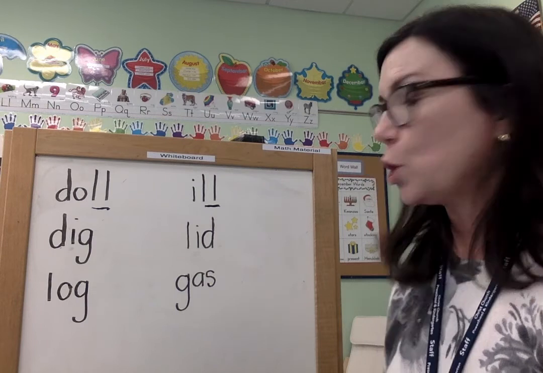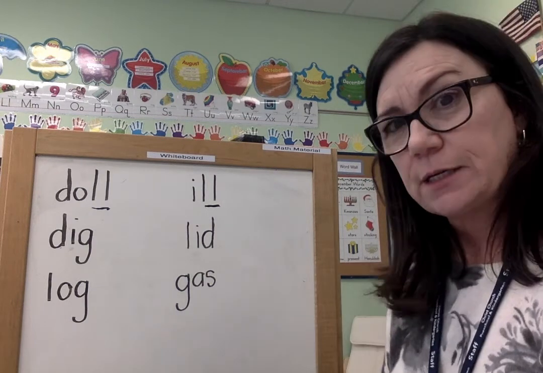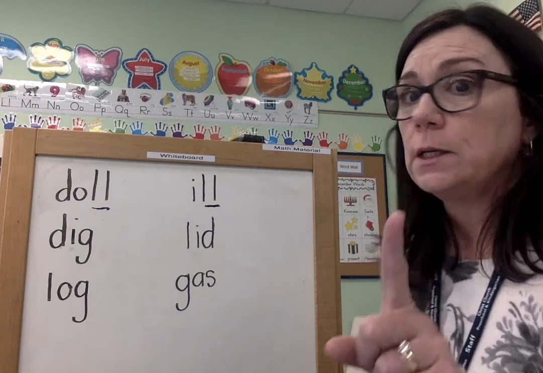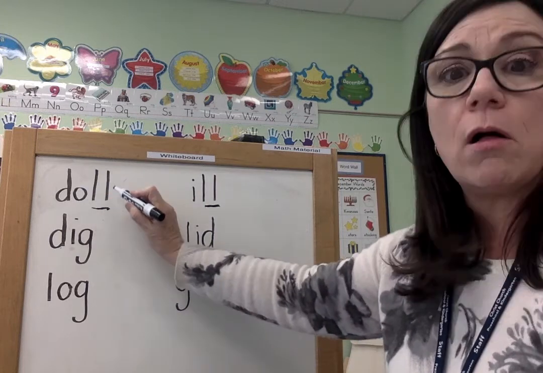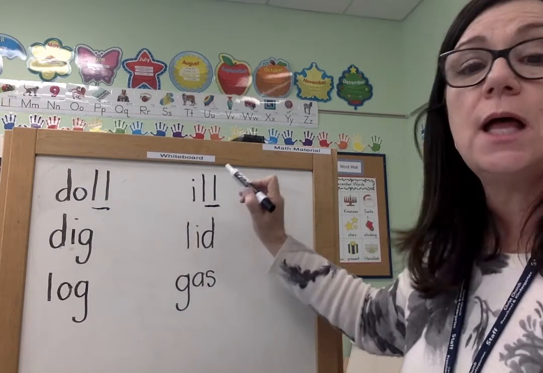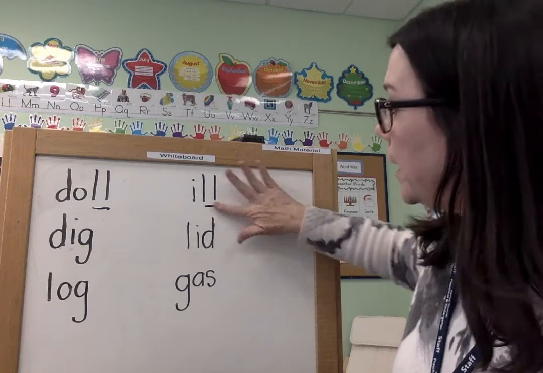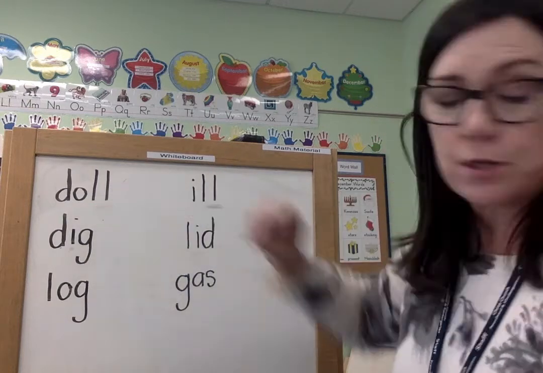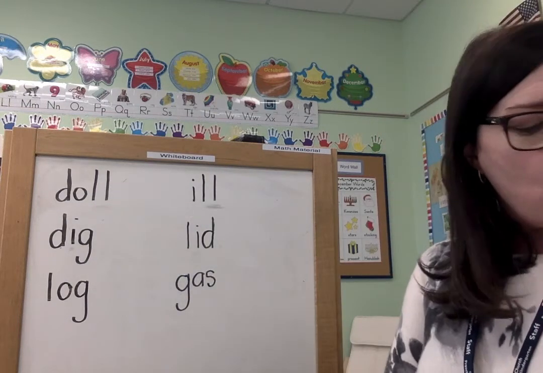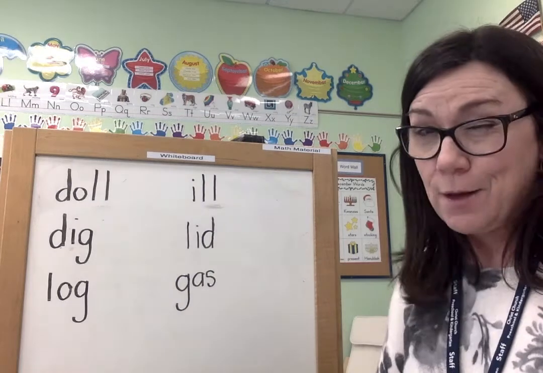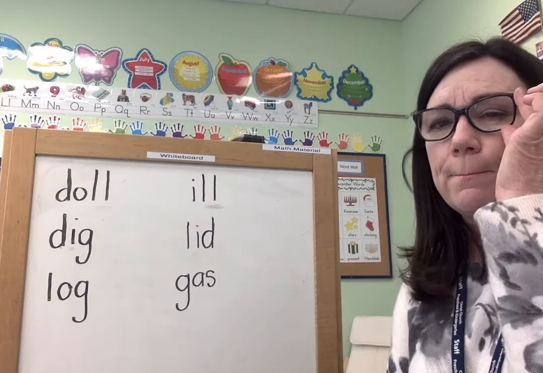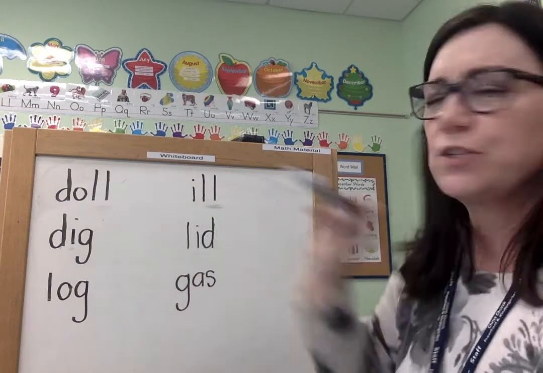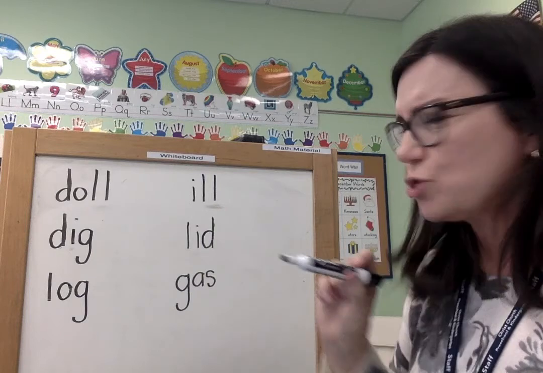But do you remember when there's 2 letters, how many sounds does it get? 1. D, o, ll. Only 1 sound, even though we have 2 letters. All right, so that one has 2 letters. Which word is something that comes from a tree? So we have to think about meaning. Does a doll come from a tree? Not usually. Ill?